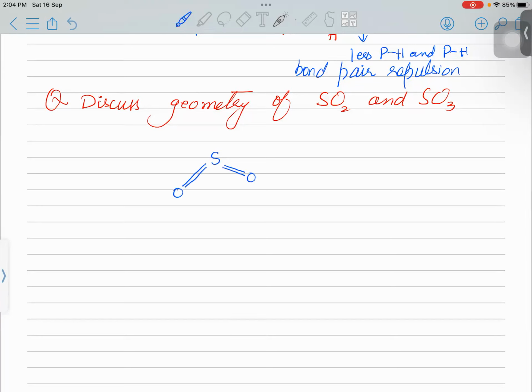Sulfur belongs to group 16, so it can make 6 bonds. So 1, 2, 3, 4, 5, 6. One is a lone pair. In SO3, 1, 2, 3, 4, 5, 6. This is SO3, this is SO2. So hybridization is sp2, bond angle is 120 degrees, and shape is trigonal planar.